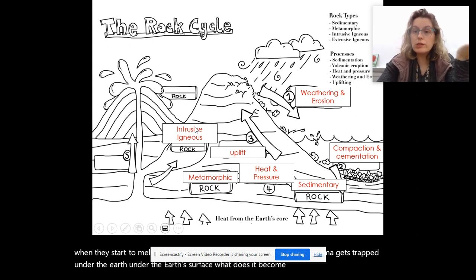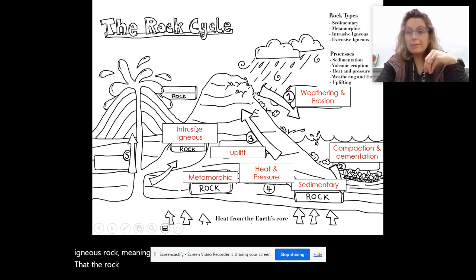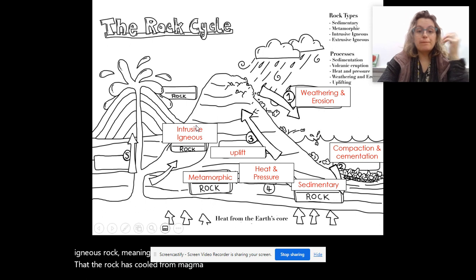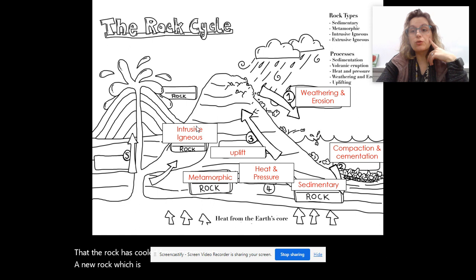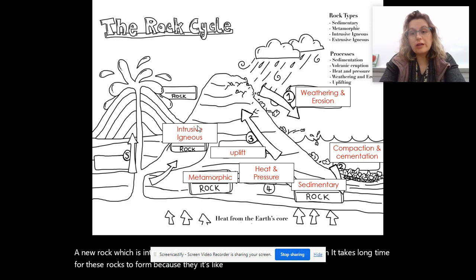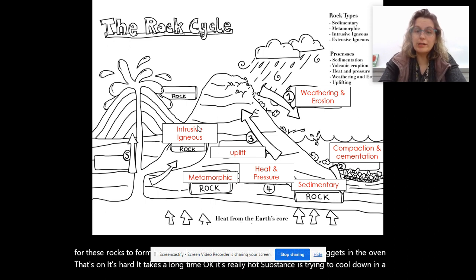Well, it becomes an intrusive igneous rock, meaning that the rock has cooled from magma into a new rock, which is intrusive. So remember, intrusive means inside the earth. It takes a long time for these rocks to form because it's like trying to cool your chicken nuggets in the oven that's on. It's hard. It takes a long time, okay?